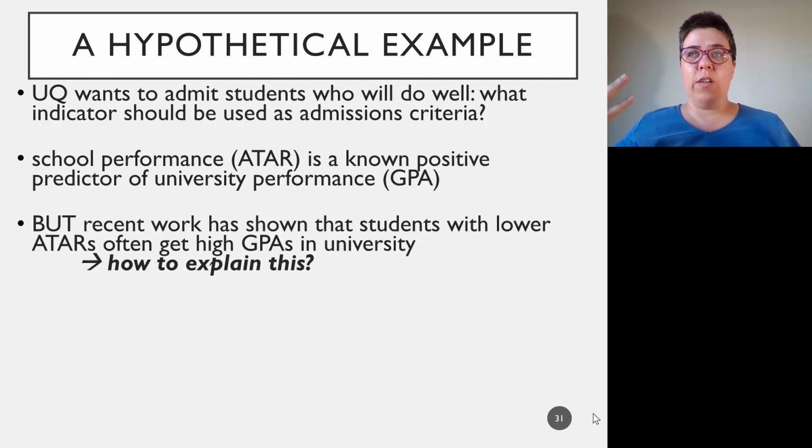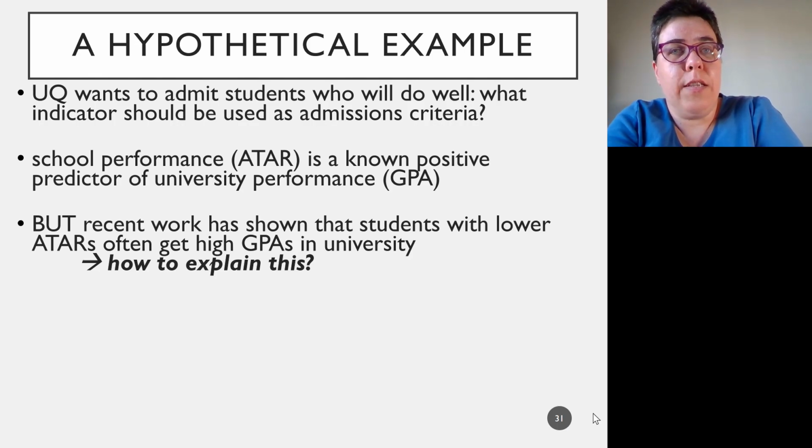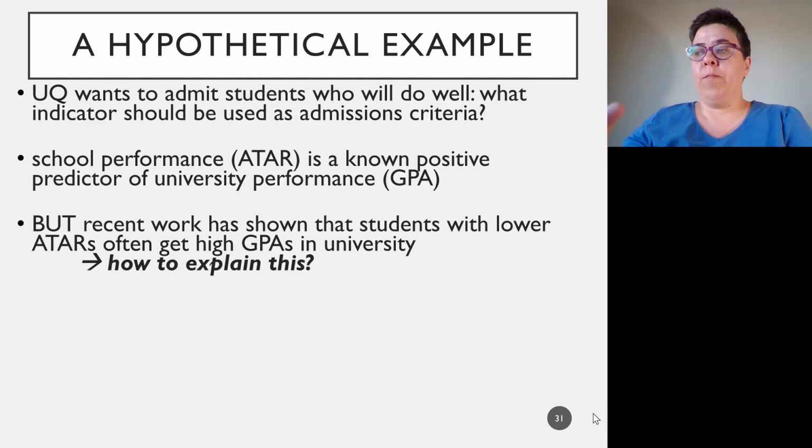So, recent work has shown that students with lower ATARs often get high GPAs in university. How can we explain this? That's a real finding, by the way.